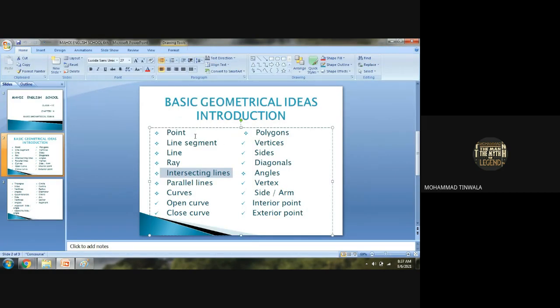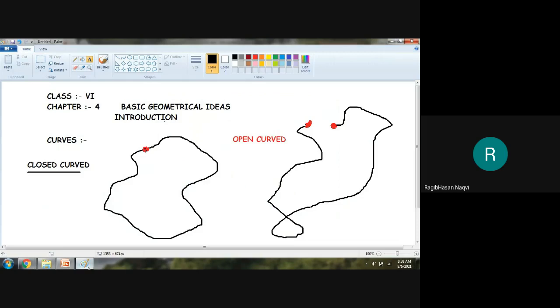Can you see point? We have cleared point. We have cleared line segment. We have cleared with line. We have cleared with ray. We have cleared with intersecting lines. Then parallel lines. Then curves. In curves, there are two topics, open curve and closed curve. Any doubt with this, boys? No, sir. Good.